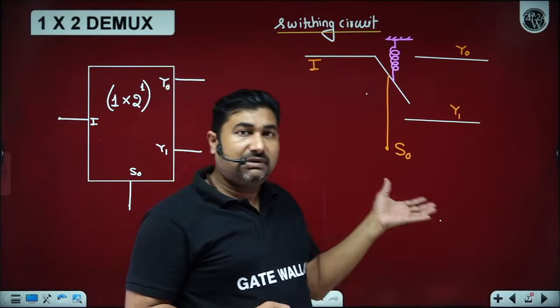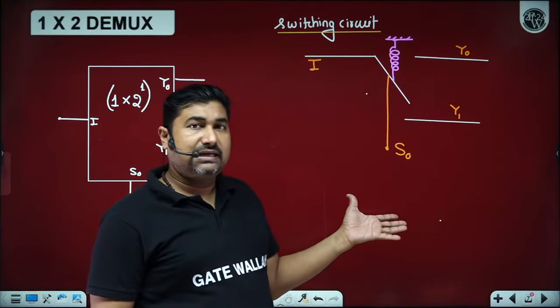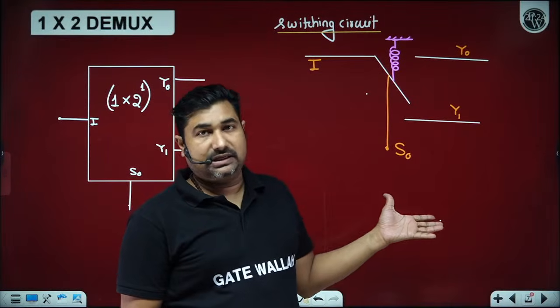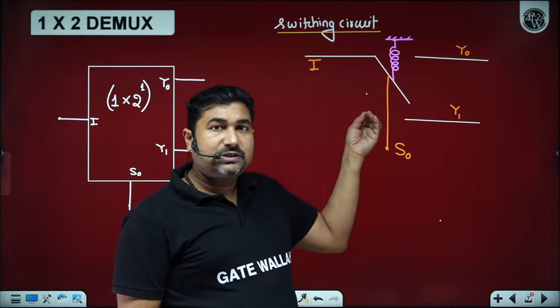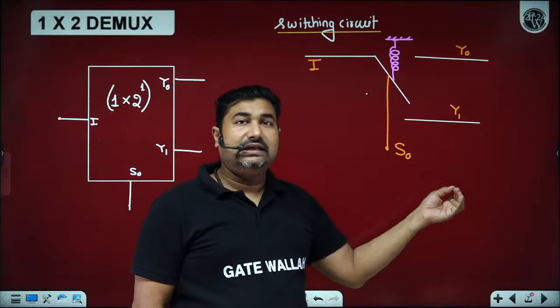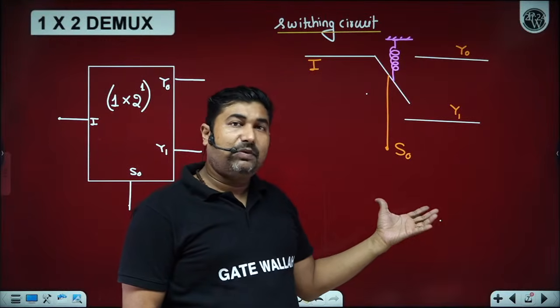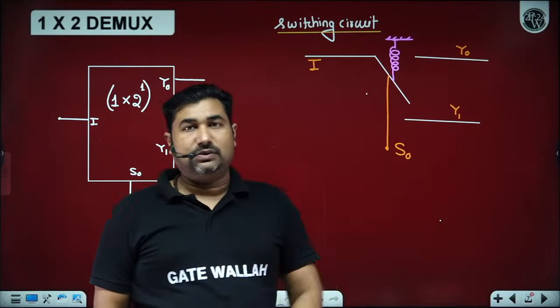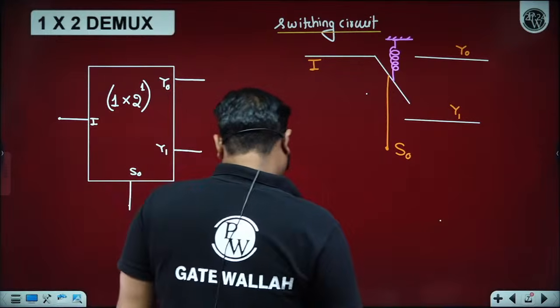So demultiplexer works as a data distributor. In this, input is being distributed in the number of outputs depending upon select or control. Is it okay? Great, sir.